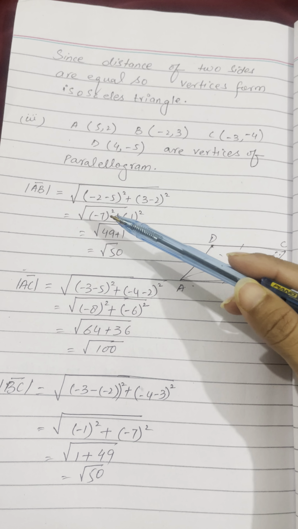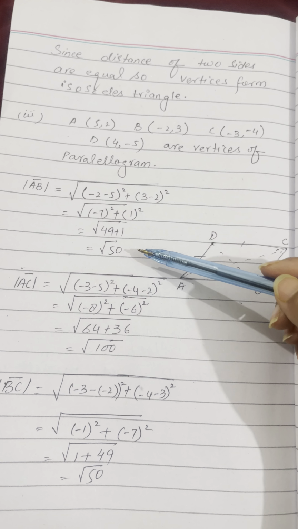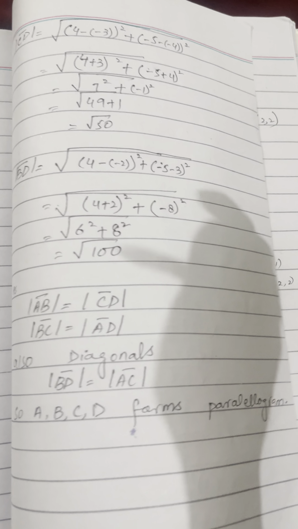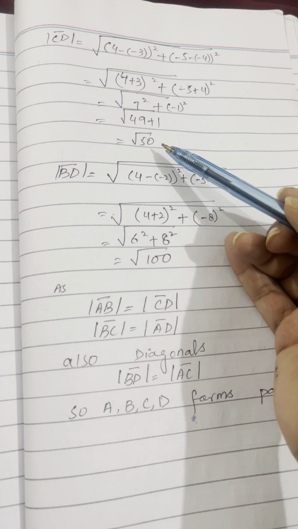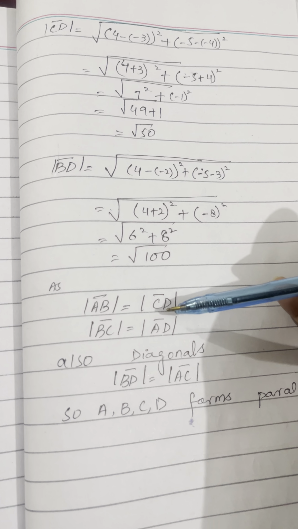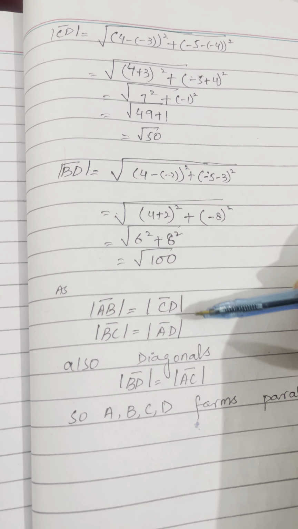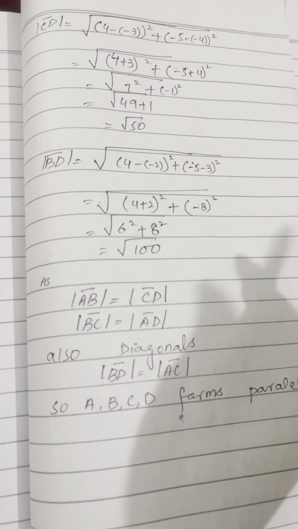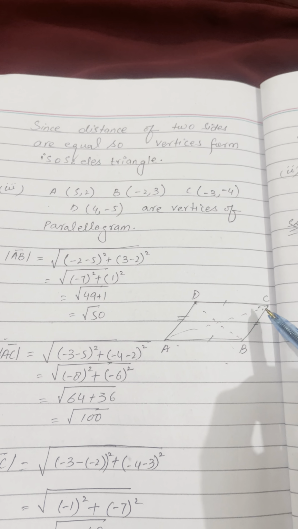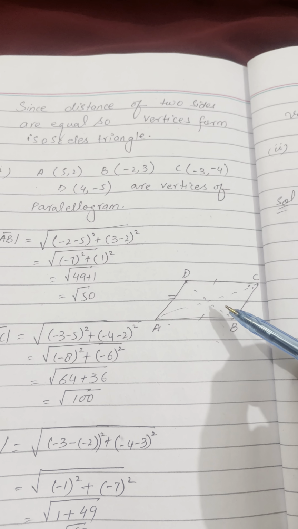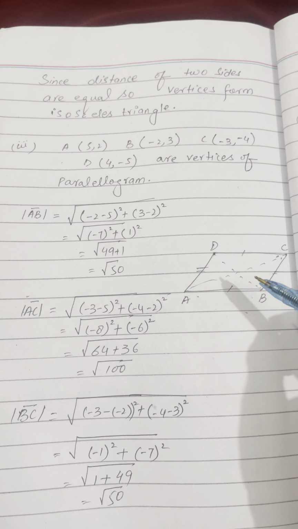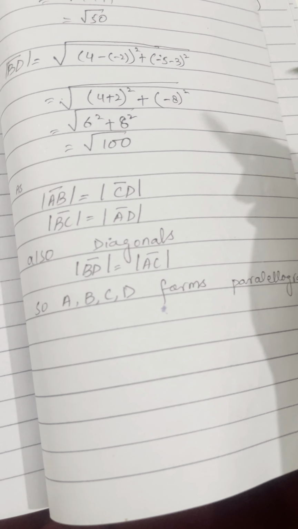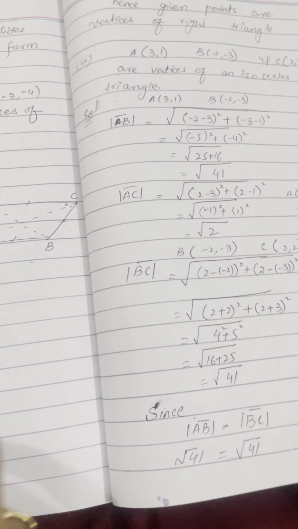The distance from A to B is square root 50, and the distance from C to D is also square root 50. So the distance from A to B and C to D is equal. Also the distance from B to C and A to D is equal. Also the distances from A to C and B to D, which are the diagonals, are equal. So according to the definition of a parallelogram, as these vertices satisfy this condition, the vertices A, B, C, D form a parallelogram.